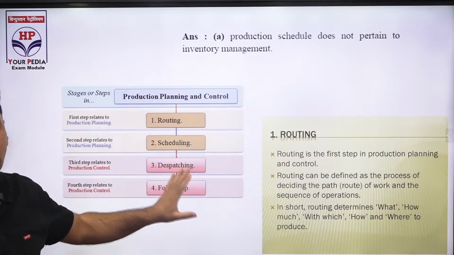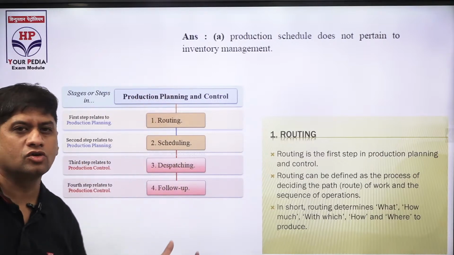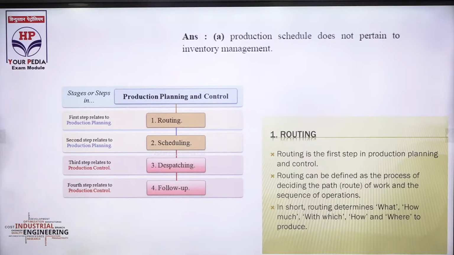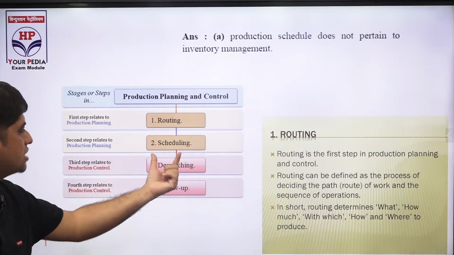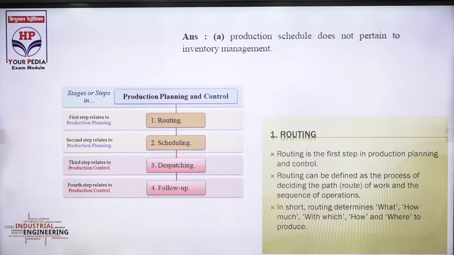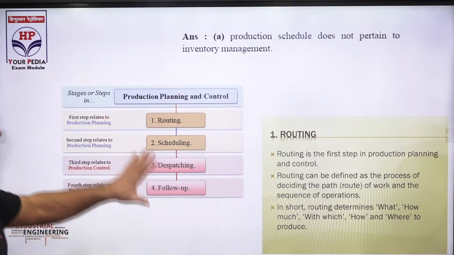Who knows, in the next exam he may ask you production planning and control, can you suggest the steps? How does it flow? Routing is very, very important. First step is routing, then scheduling, then dispatching, then follow up. Write in your copy, routing is the first step of production planning and control. Routing is the process of telling what path the work should follow. It tells you what and how much, with what, where, how. Scheduling is planning. So routing is the first step, then scheduling, then dispatching, then follow up.